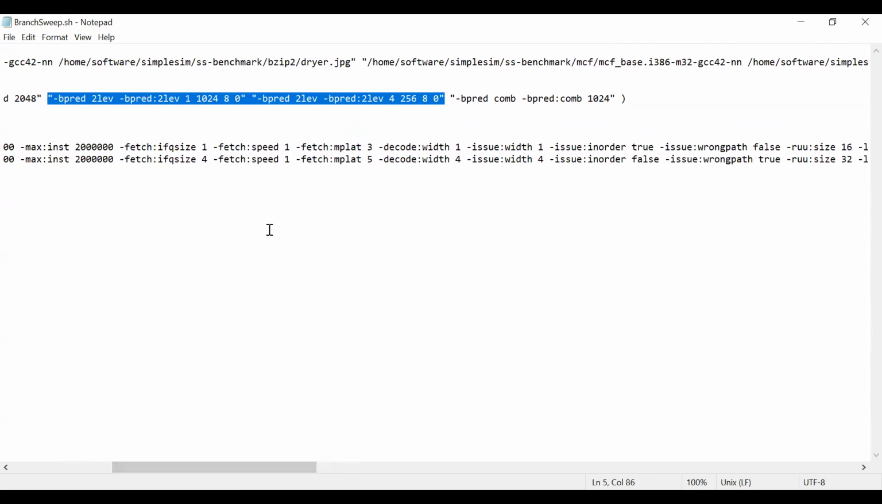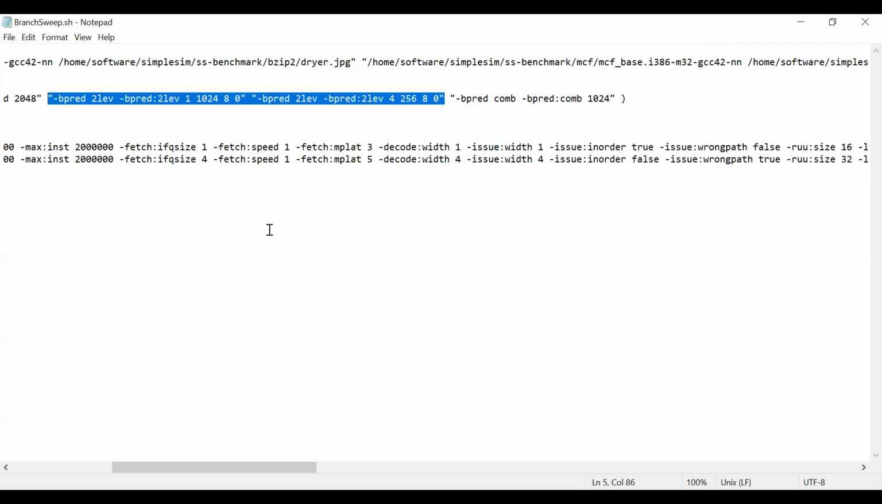Okay. The goal is to understand which of these 2-level branch predictors are which. These are fairly standard 2-level branch predictors where you have a history, and based on the history, you do a lookup into some number of bimodal tables. You can see 2 different configurations there. So again, think about it this way.